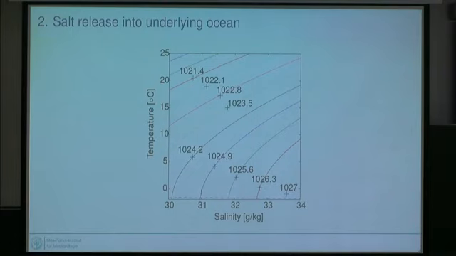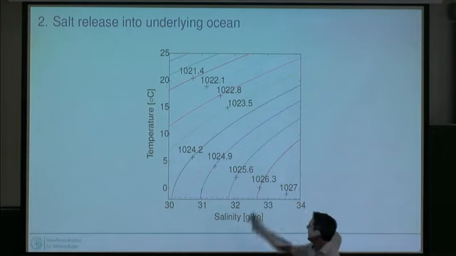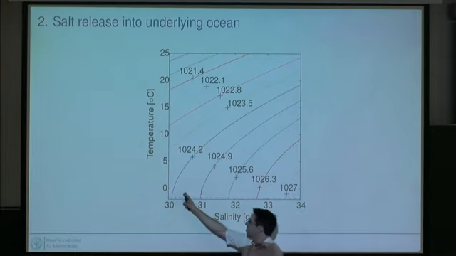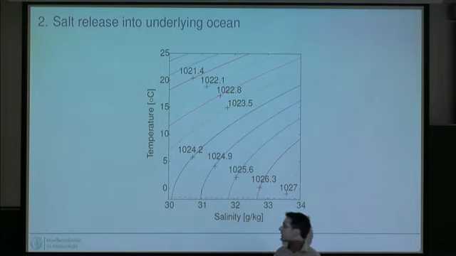The second thing, where sea ice is important, is salt release into the underlying ocean. In order to understand that, I've shown here a so-called TS diagram, which is known to all oceanographers in the room, where we have the water temperature on one axis, the salinity on this axis here, and those lines are lines of equal density. What we want to focus on today is the region down here, which is cold Arctic water.